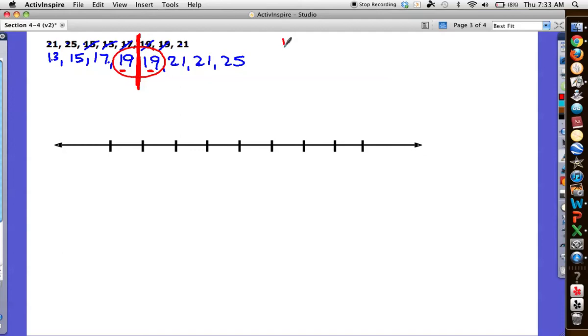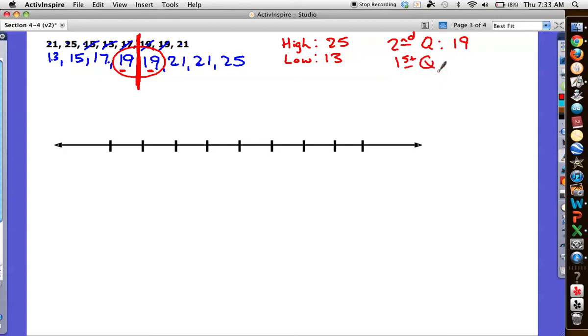Okay? So let's do this. We'll do the high, it's 25. The low is 13. You do need to list these. The second quartile, or the median, is 19.